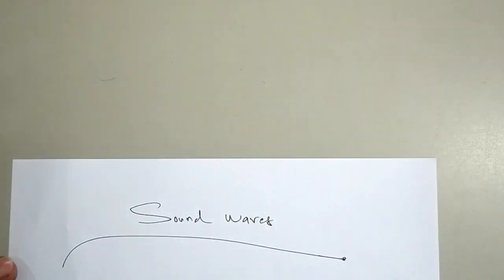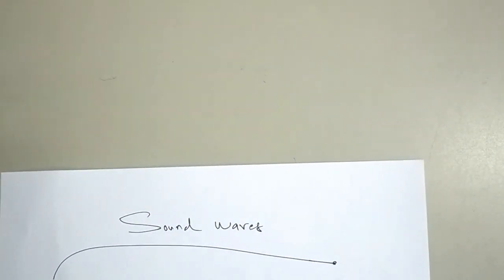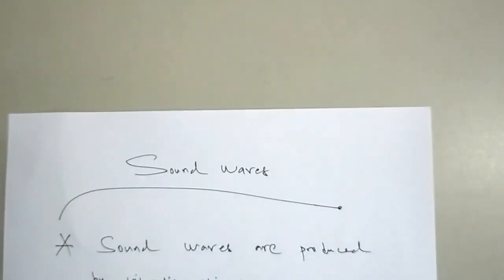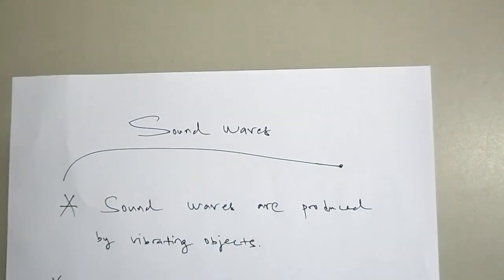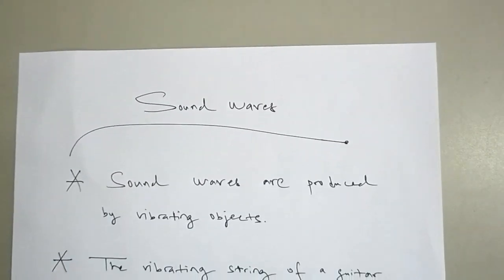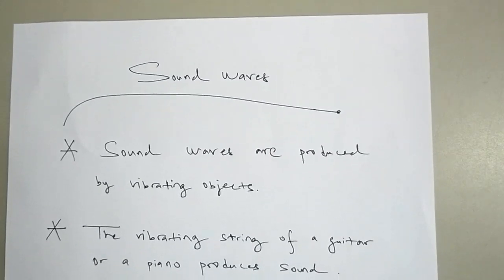Let us vibrate by producing sound to feel the thrill of sound waves. Sound waves are produced by vibrating objects. The vibrating string of a guitar or piano produces sound.